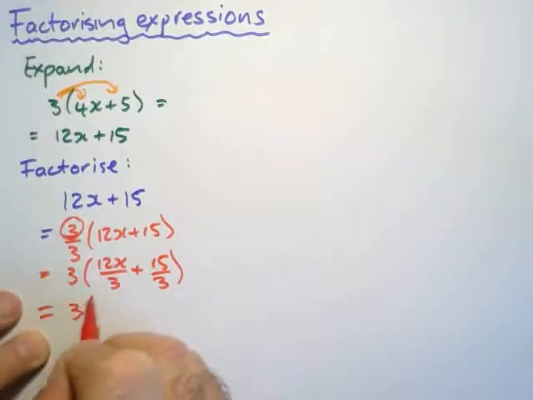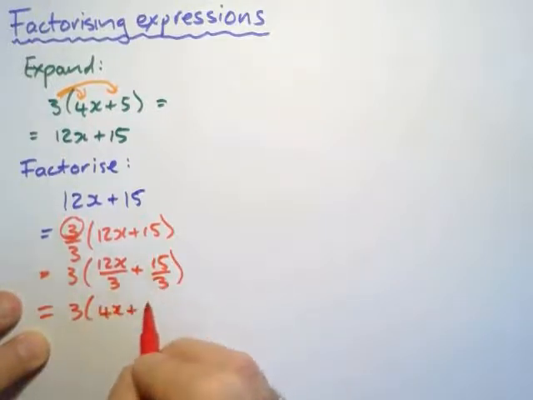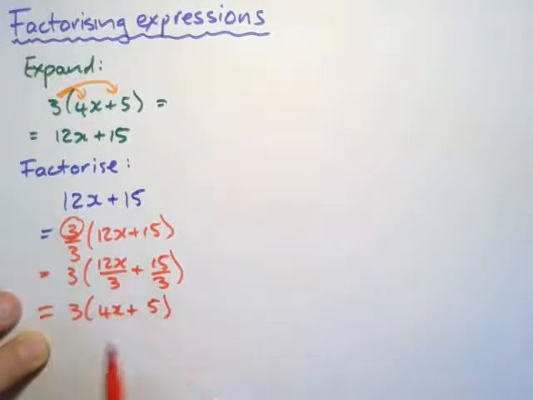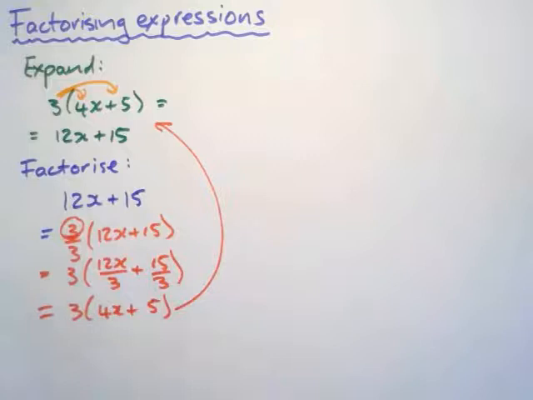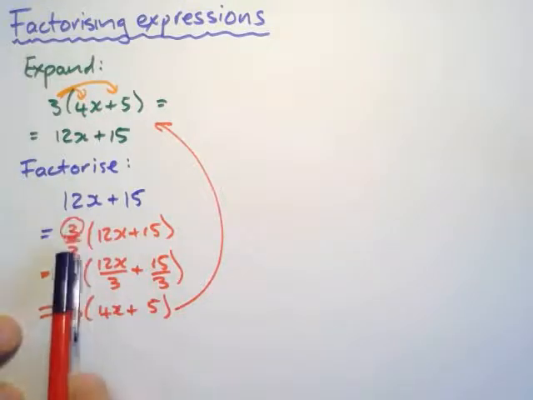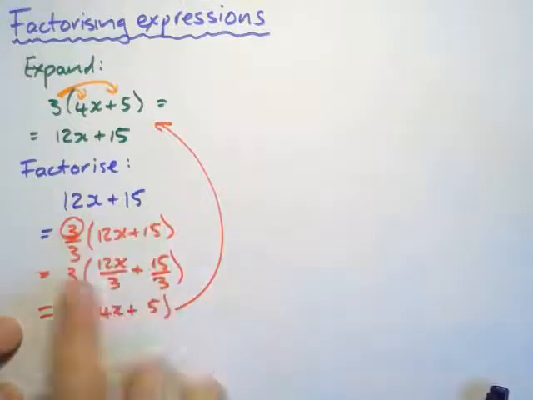3 stays there. 12 divided by 3 is 4x, plus 15 divided by 3 is 5. You can see that this is exactly the same as that. So that's what I actually do. You might have to use this when you go to senior maths. However, this is too much of a hassle.